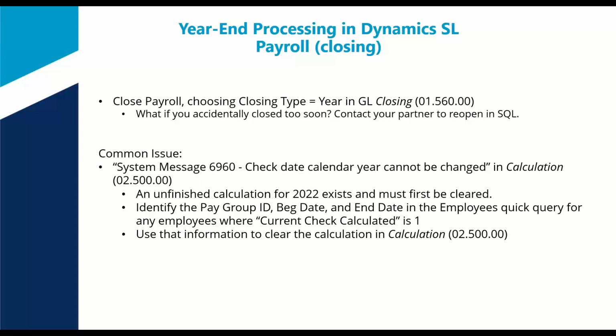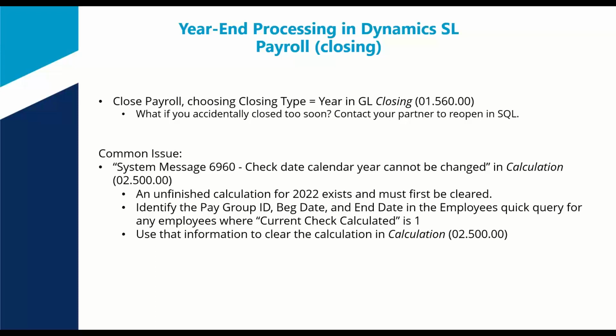One of the most common issues we see at the end of the year when people are running their first payroll for the next year is that when they're trying to do a calculation, they get system message 6960. Check date calendar year cannot be changed. And this is because you still have an unfinished calculation for 2022 that you need to clear.